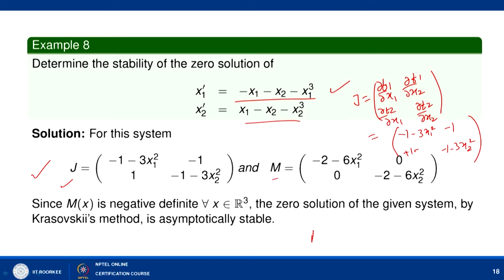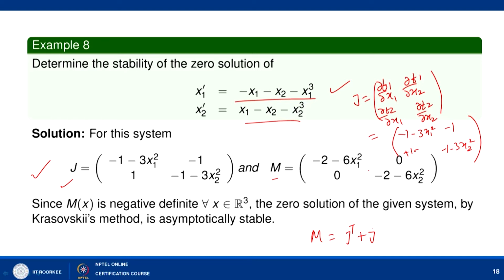J is minus 1 minus 3 x1 squared, minus 1, and 1, minus 1 minus 3 x2 squared, and we can find out M. M is nothing but J transpose plus J, and it is given as M equal to minus 2 minus 6 x1 squared, 0, 0, minus 2 minus 6 x2 squared. If you look, this is a diagonal matrix with negative entries on the diagonal.